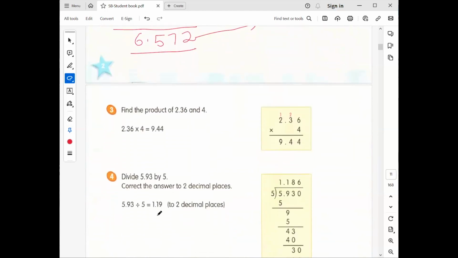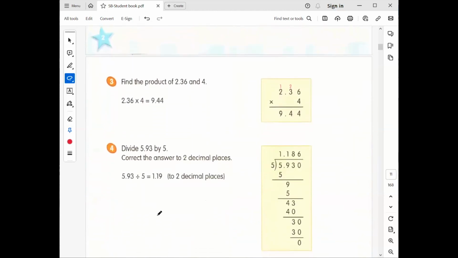Now we are going to look at how to multiply. When we are multiplying, look at this, 2.36 times 4. Now, 6 times 4 is 24. Carry 2. 4 times 3, 12. And 2, 12 and 2 is 14.